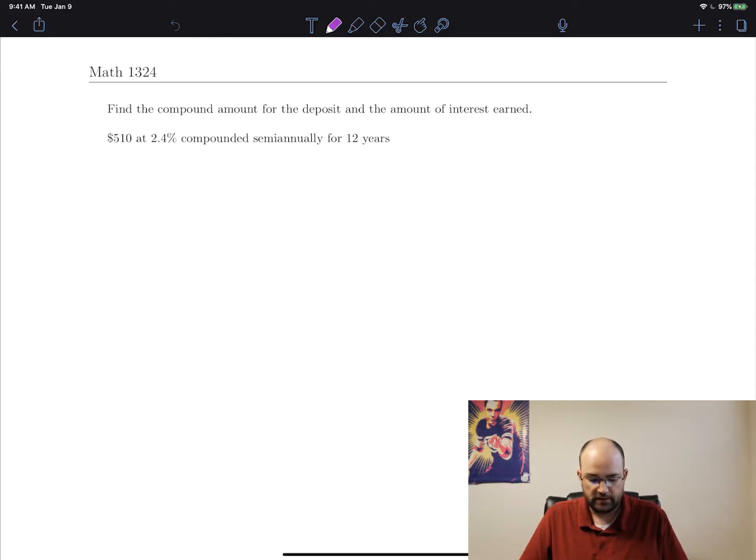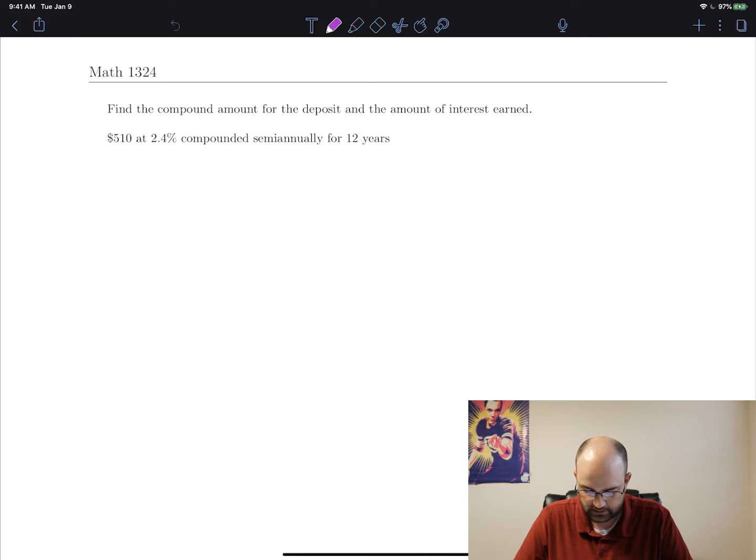Anyway, in this example, it says to find the compound amount for the deposit and the amount of interest earned: $510 at 2.4% compounded semi-annually for 12 years. So this is actually a little bit different from what we've seen before. In the last two examples, we saw simple interest. And now we have compound interest.